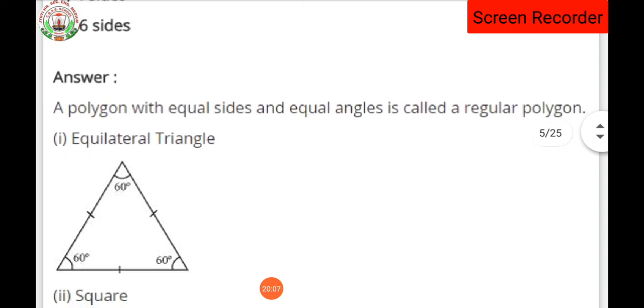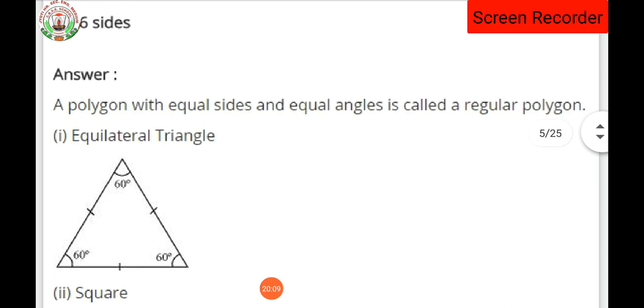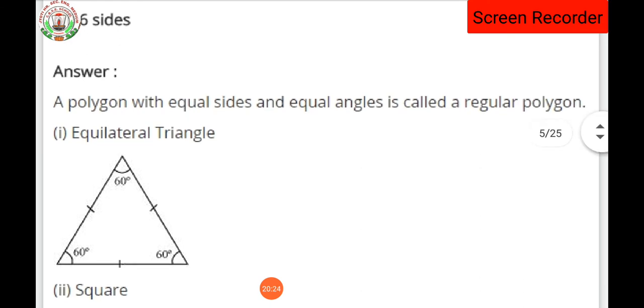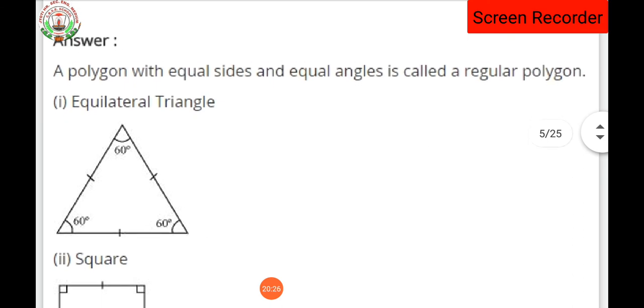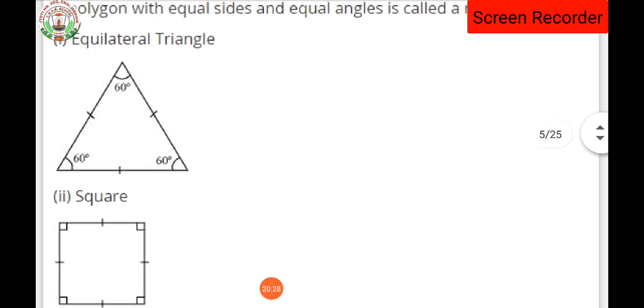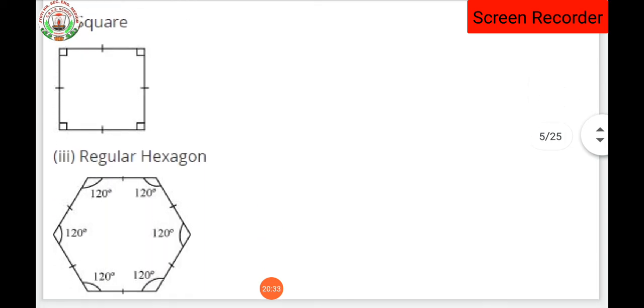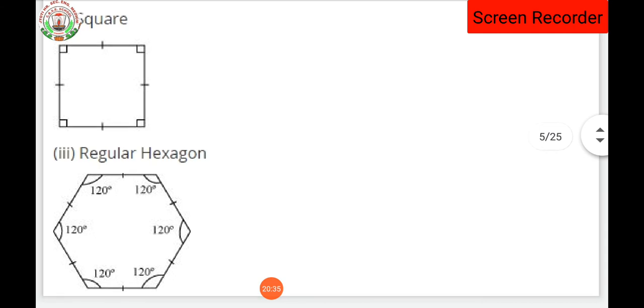So here is the definition: a polygon with equal sides, meaning equilateral, and equal angles, meaning equiangular, is called a regular polygon. So the first answer is an equilateral triangle, the second answer is a square, and the third answer for question number 5 is a regular hexagon. Clear? So this is the definition as well as the answer.